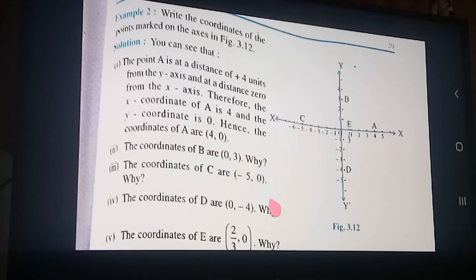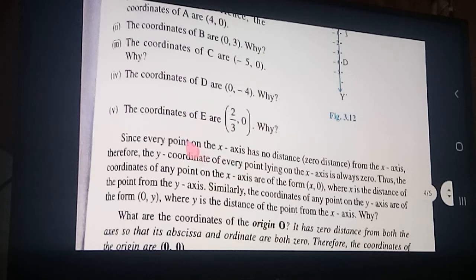So what does the y-coordinate mean? How much distance has it moved away from the x-axis? It has not moved away from the x-axis. It is on the x-axis only. Therefore, the y-coordinate is 0. Clear? In short, we conclude that the points on the x-axis always have y-coordinate 0. Similarly, for the points on the y-axis, which coordinate is 0? The x-coordinate is 0.